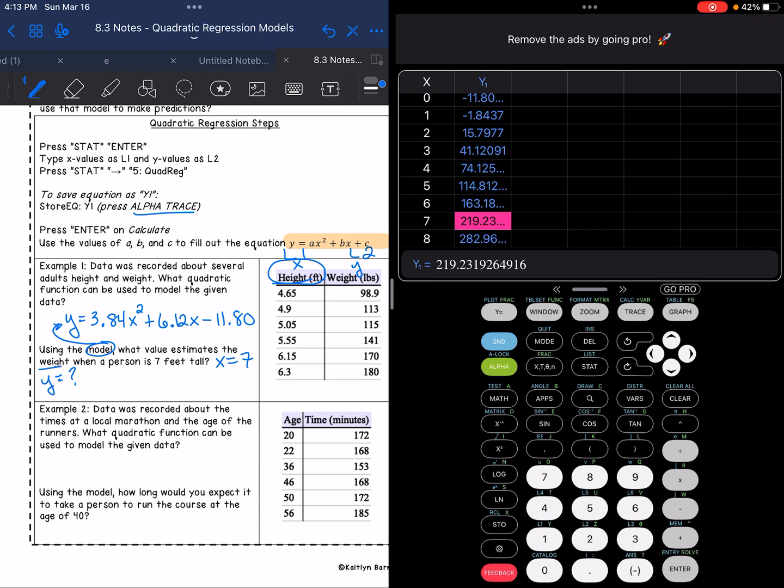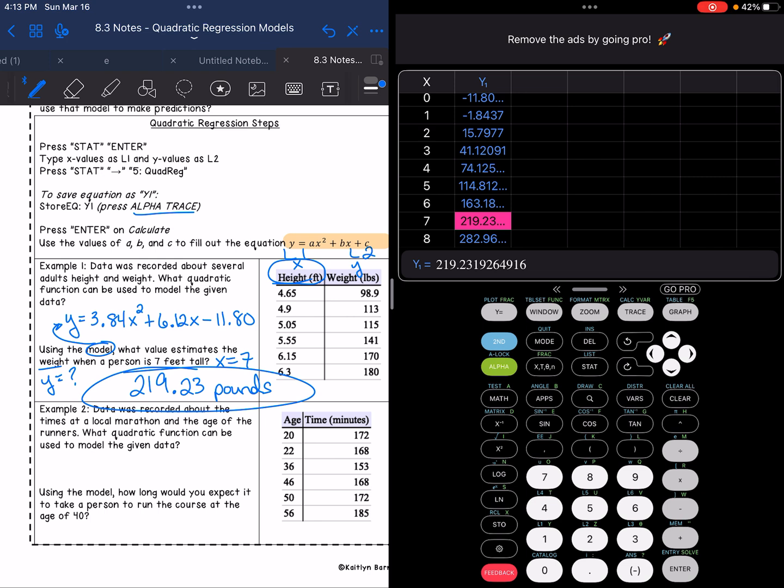And so my answer is going to be about 219.23 pounds. All right, once again, I just rounded to the nearest hundredth because it didn't give me any instructions. Just make sure you read for what it wants you to round to.